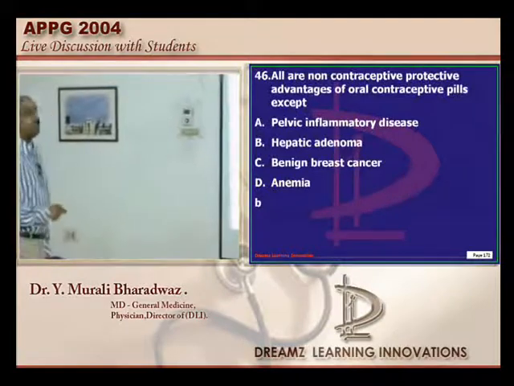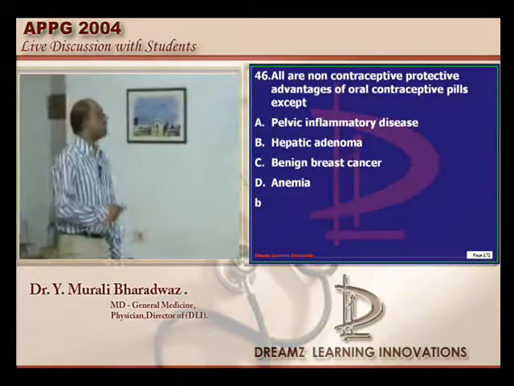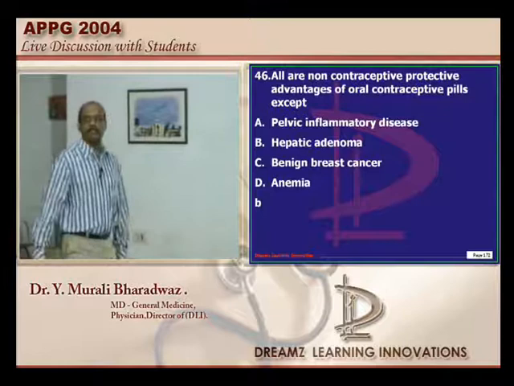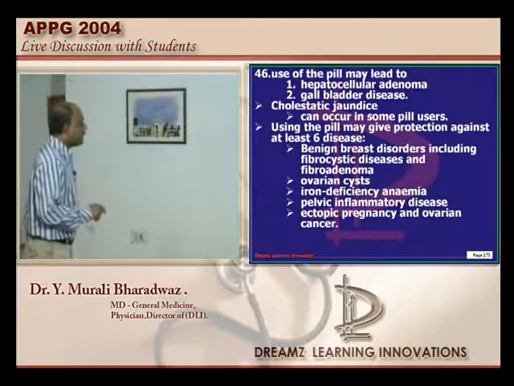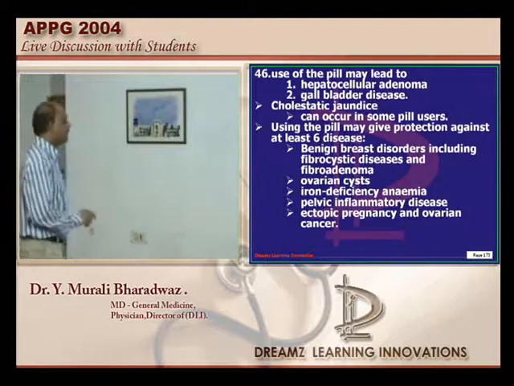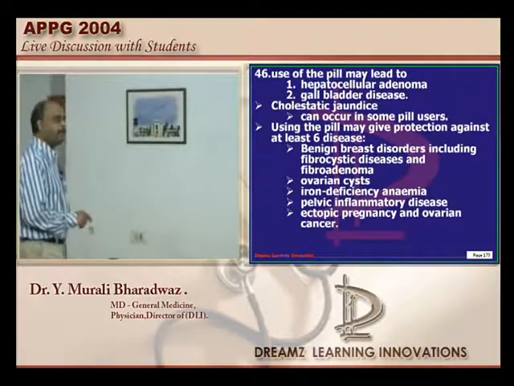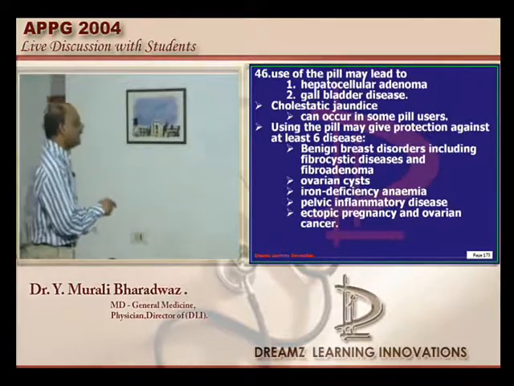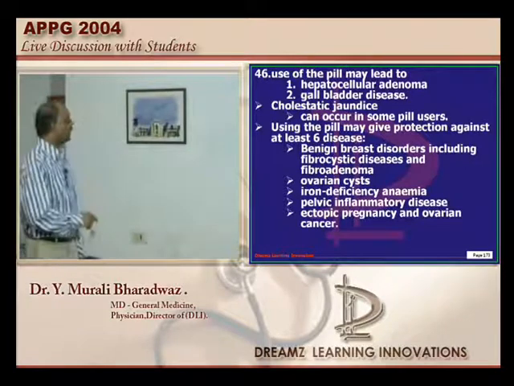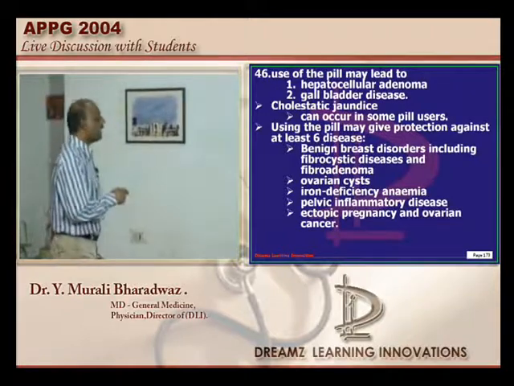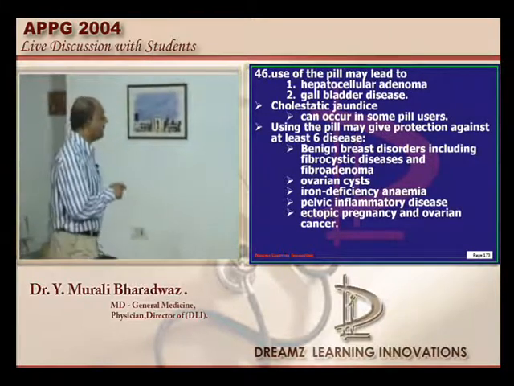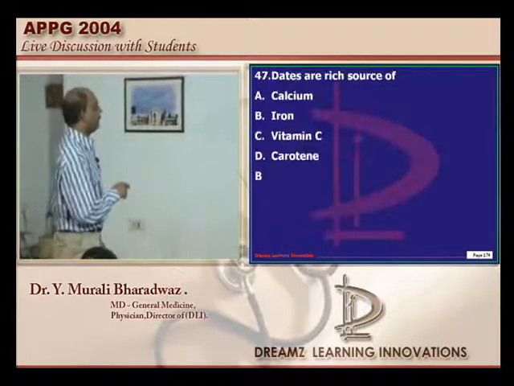What are the non-contraceptive protective advantages of having taken the oral contraceptives, doctor? Typically, they cause protection against 6 diseases: cystic ovarian disease, iron deficiency anemia, pelvic inflammatory disease, ectopic pregnancy and benign breast disorder. So they are all the ones against which they provide protection. But hepatocellular adenoma and gallbladder disease, they predispose, is what needs to be remembered.